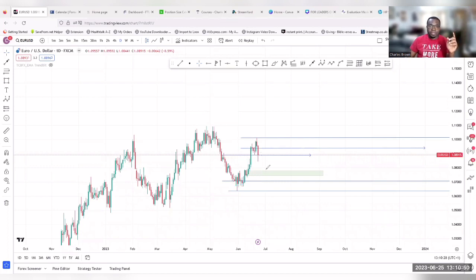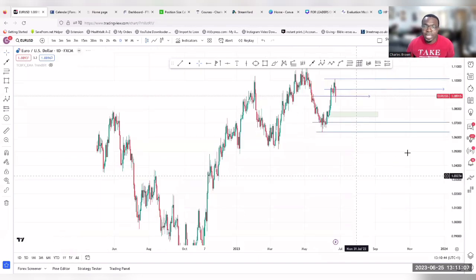Price could come here and then reject and eventually break this high. I use it as a liquidity grab. That can happen, so you need to be very conscious of this. But overall, looking at the market, we are bullish. Overall, we are still bullish on the higher time frame.